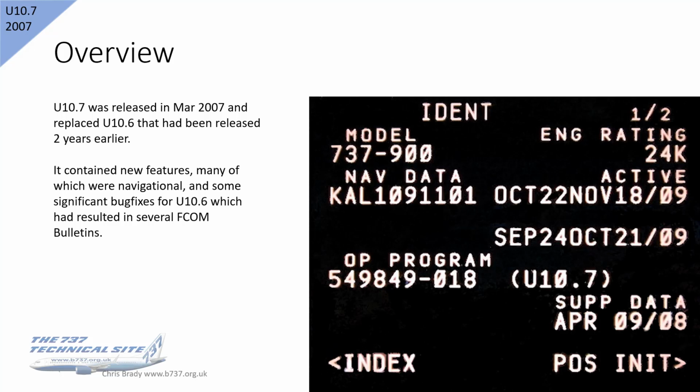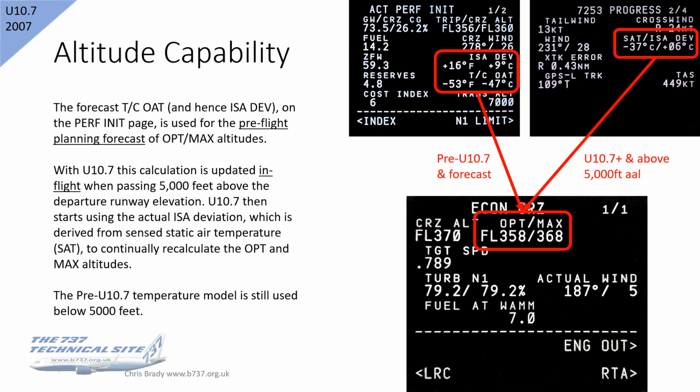Anyway, it contained new features, most of which I would say were navigational, and a few bug fixes for 10.6, which had resulted in some FCOM bulletins, which I'll go through later on. The first change was to the way altitude capability was calculated.